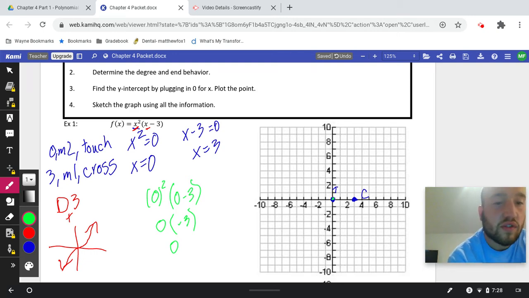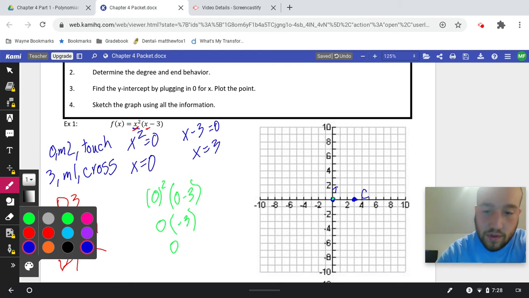So now we need to sketch the graph using all the information. So we know it's coming up from the bottom. So it has to start somewhere down here. And it comes up, and at that point it touches, but it does not cross through. Okay, so at that point it curves back down, and then at this point of 3, it goes through and crosses.